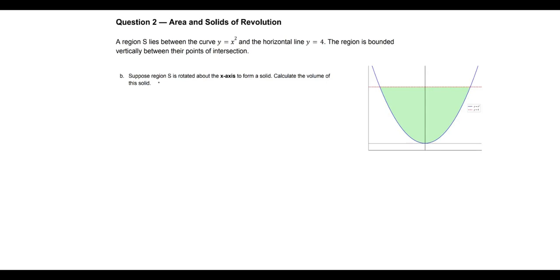Part B says, suppose region S is rotated about the x-axis to form a solid. Calculate the volume of the solid. Well, all right, let's come over here. Let's draw a little arrow indicating that we're going to take this shaded region and rotate it about the x-axis. Now, this is a solid of revolution question. That means we're either going to use the disk method, the washer method, or perhaps the shell method. In this case, we're going to be using the washer method, which looks like this.